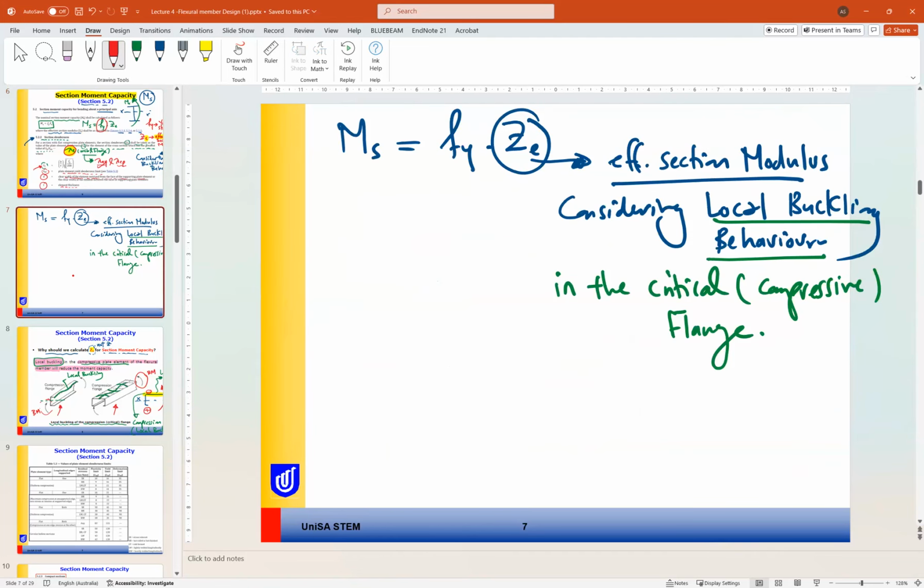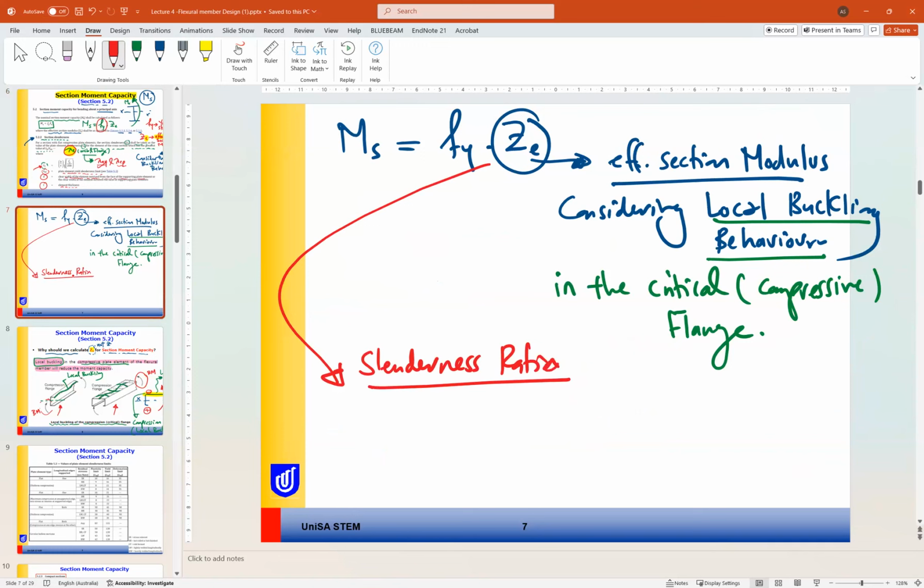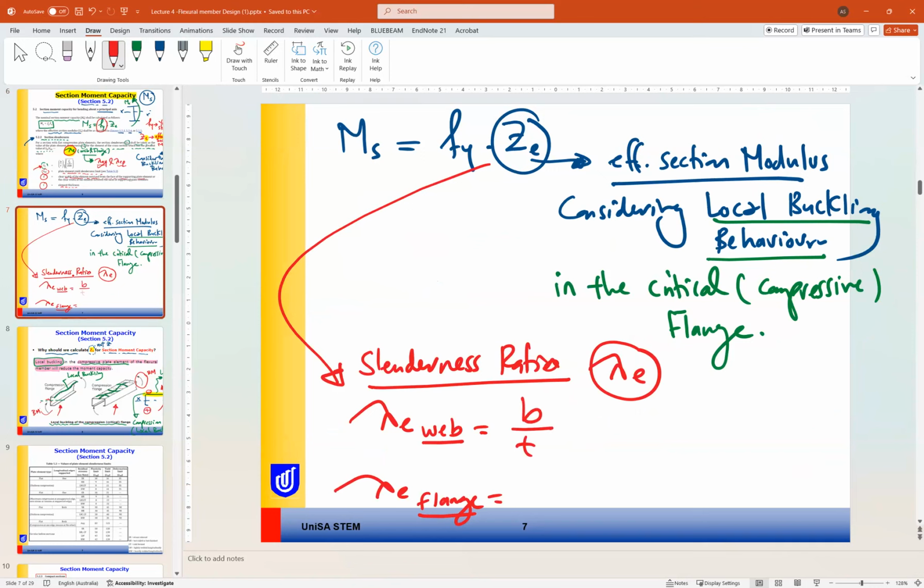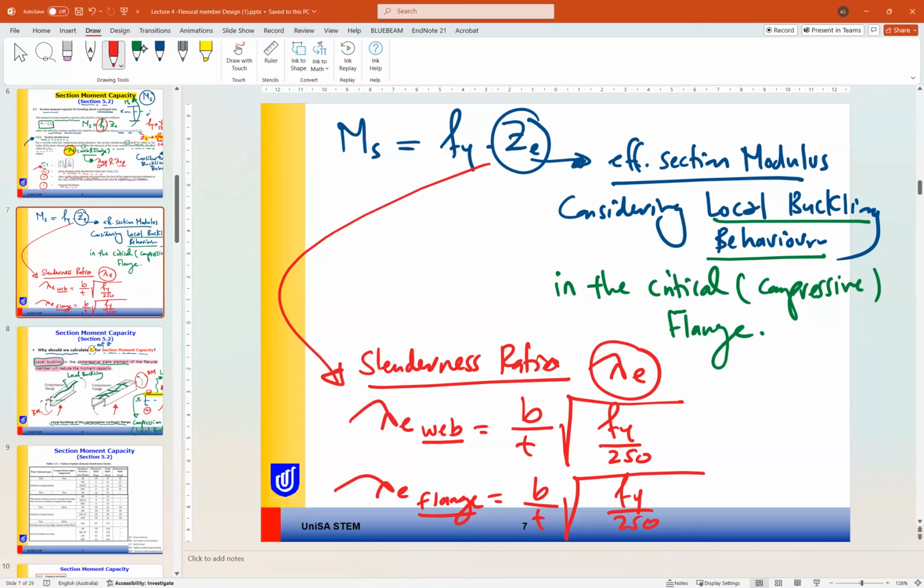So the first step to find Z effective is to find the slenderness ratio lambda E. So we need to find lambda E for web and lambda E for flange, and we will select the critical of them. So lambda E will be b divided by t times root of F yield divided by 250. Here as well, b over t root F yield by 250. If you are calculating for web, this will be b web, t web. If you are calculating for flange, just b flange, t flange.